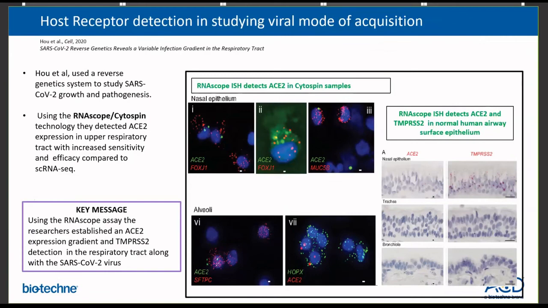They revealed ACE2 expression in the upper respiratory tract with increased sensitivity and efficacy, and they compared this characteristic feature to single-cell RNA sequencing. In addition, on the right side, you see they used the chromogenic red assay to establish an ACE2 expression gradient in the respiratory tract, and also to detect TMPRSS2 in the normal human airway surface epithelium. So they looked at both the receptors as well as the viral expression. We don't have the image of the viral expression on this slide, but you can go look up the paper.